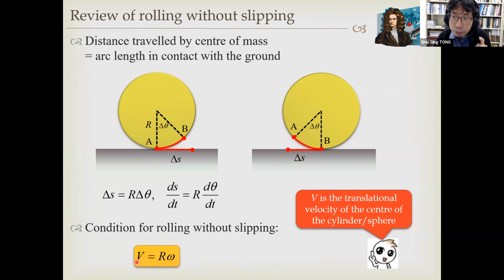Now note that we use the capital V but not small v in the formula, because V now refers to the center of mass velocity, not the velocity at the rim of the circular object. Do you notice the difference? It's important to notice that we now refer to the translational velocity of the object as a whole.